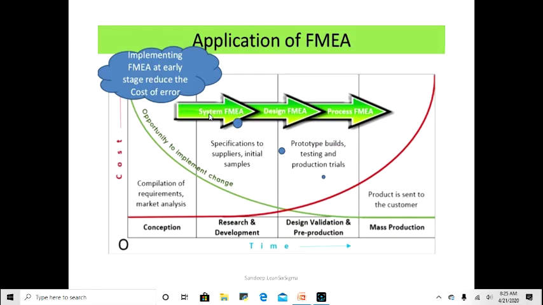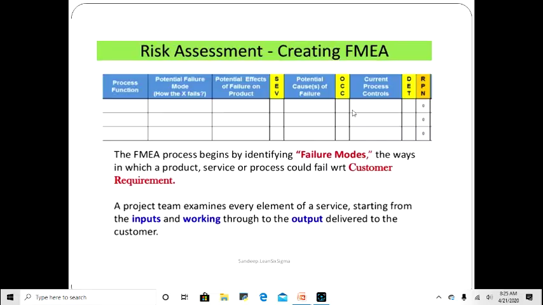Initially you apply the system FMEA, and then especially with the research and development and the design stage, you go with the design FMEA. Further to the process stage, you will be going with the process FMEA. So you will use these tools and analyze the risk at every point of time.